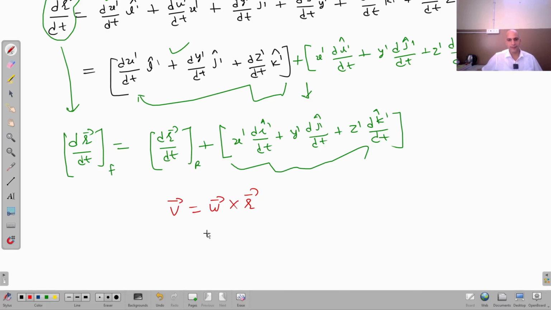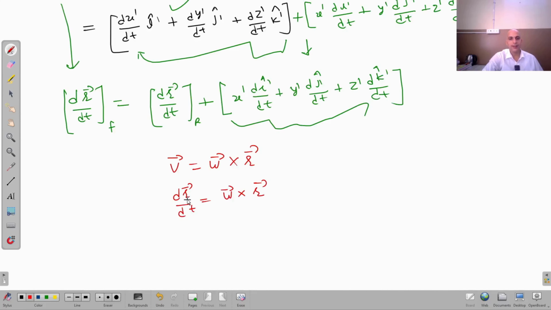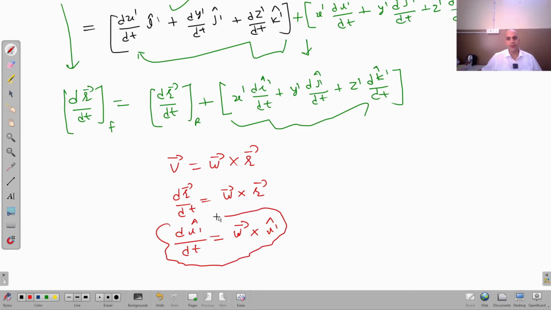So I can write v means dr upon dt, right? That is equal to omega cross r. If I put in place of r, I put i dash, because this is a vector, I simply replace r with di dash upon dt. So in that case, it will become omega cross i dash vector. So this is the first one. Similarly, I can do it for others.